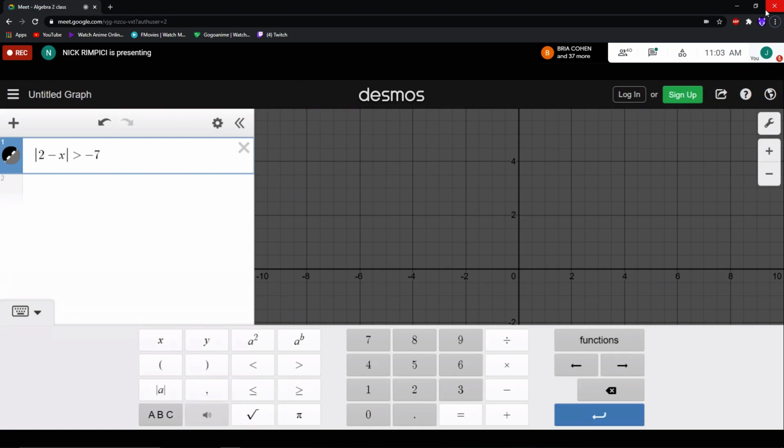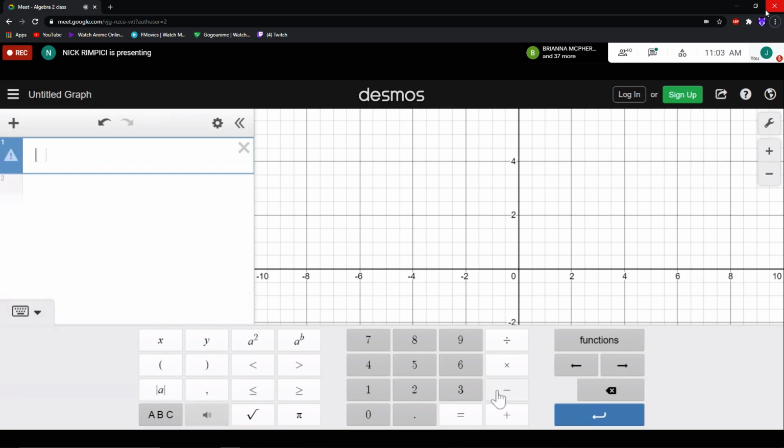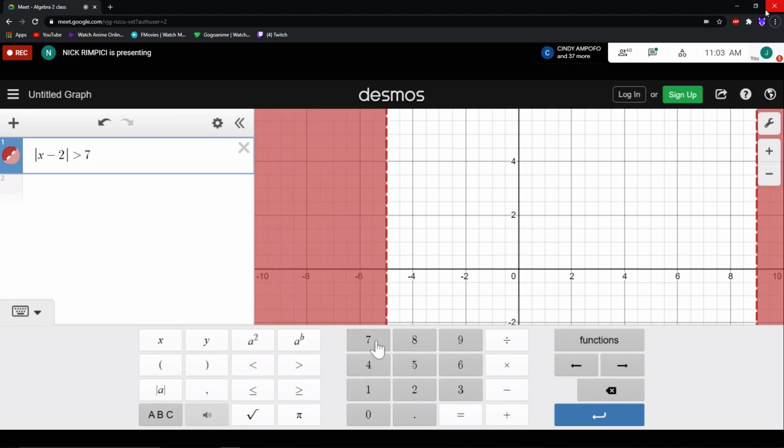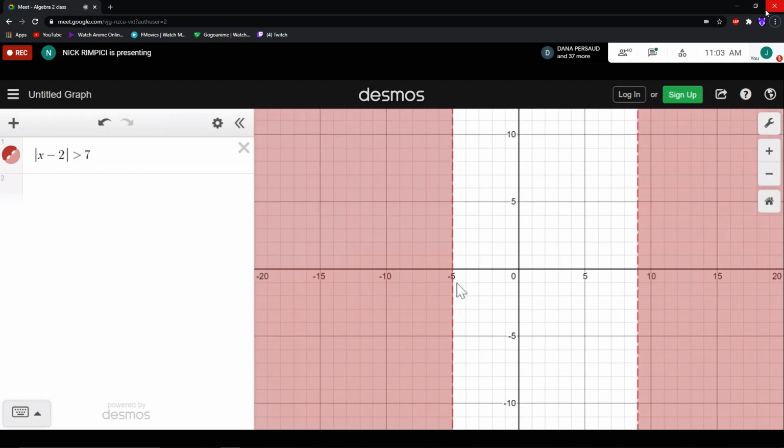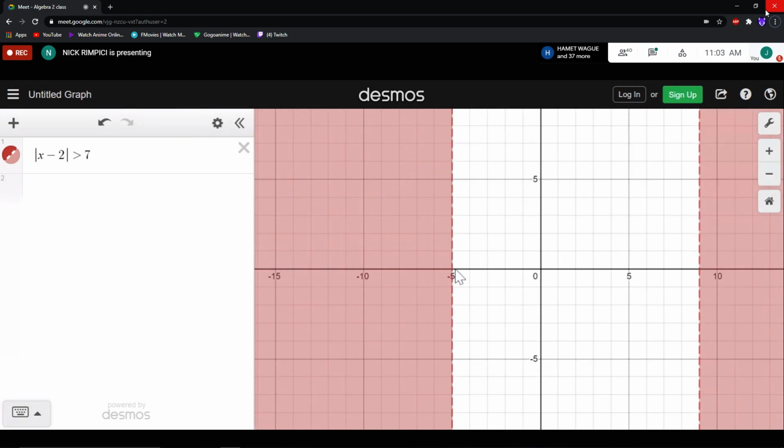Now C says, exactly, the absolute value of x minus 2 is greater than 7. Okay, so let's take a look at this one. I'm just going to zoom out a little bit. It looks like we have -5, like we want, and 9. So I got the right points, -5 and 9. There they are. Dash lines, which indicate open circles at -5 and 9. So that's good. And the shading is on the outside.